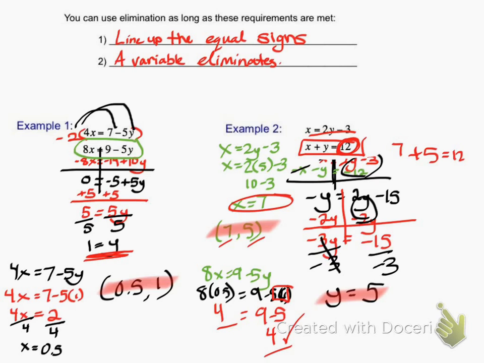Do that extra step. So today you're going to see in your problems some problems that are different, and sometimes we use things like substitution to solve them. But try elimination by following these two requirements, that you line up the equal signs and that a variable eliminates, and you will be able to use elimination. So good luck, ask your teacher lots of questions, and remember to check your work.